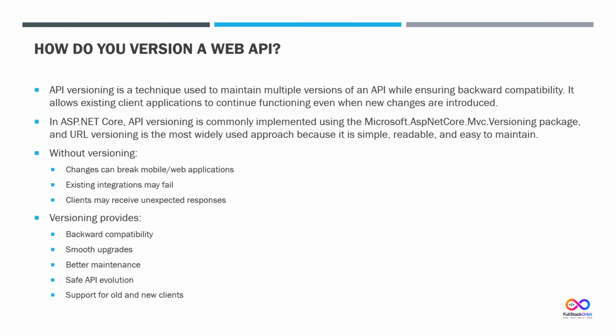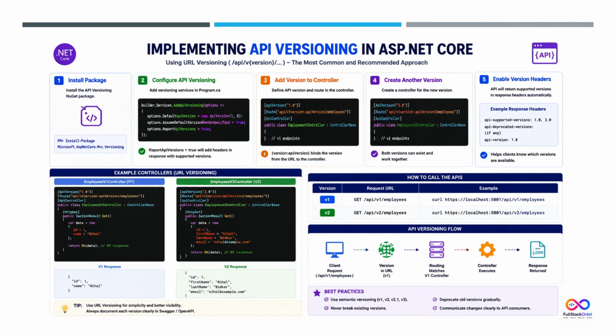Now let's understand how API versioning is implemented in ASP.NET Core. Let's understand it step by step. Step 1. First we need to install the API versioning package, and the package is Microsoft.AspNetCore.Mvc.Versioning. This package provides all the features required for API versioning.